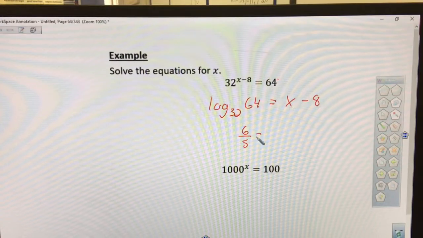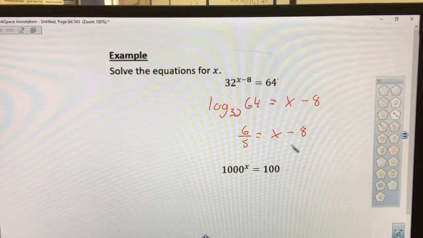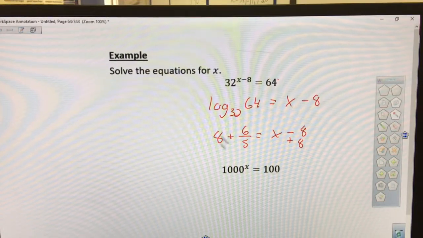So that's 6/5 equals x plus minus 8. So then while 6/5 is still in your calculator, just hit plus 8. And you get 46/5.